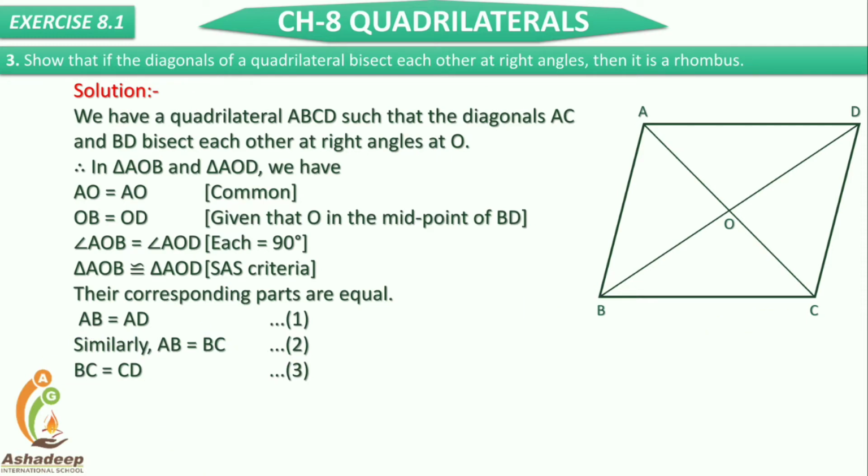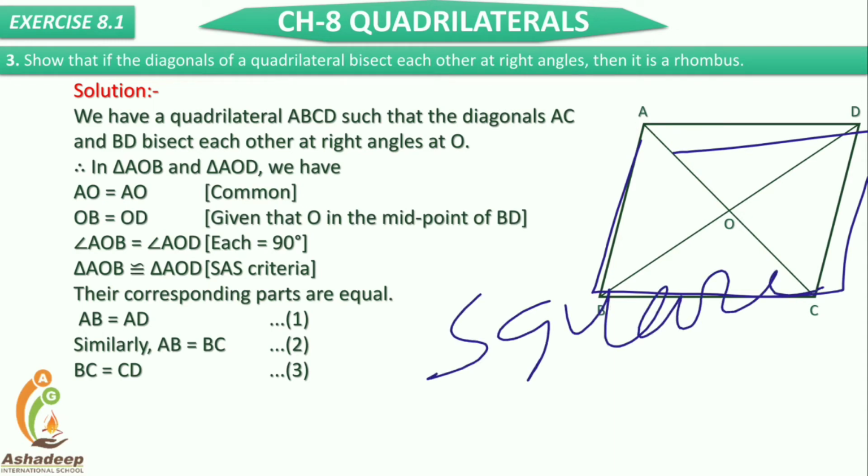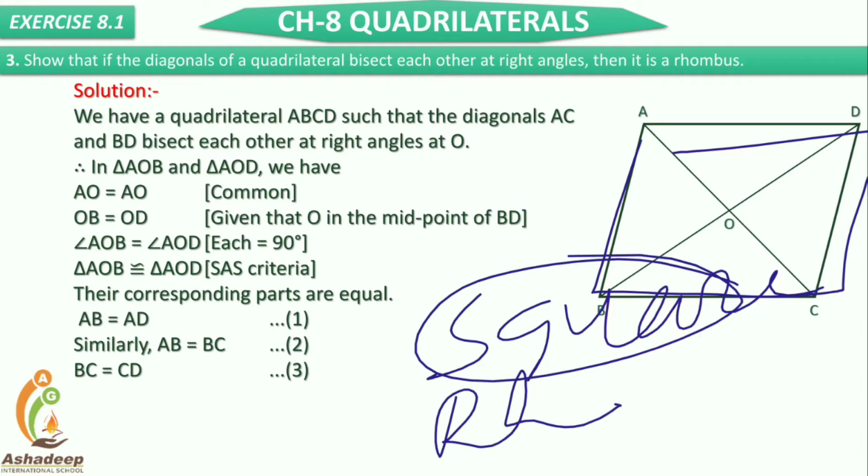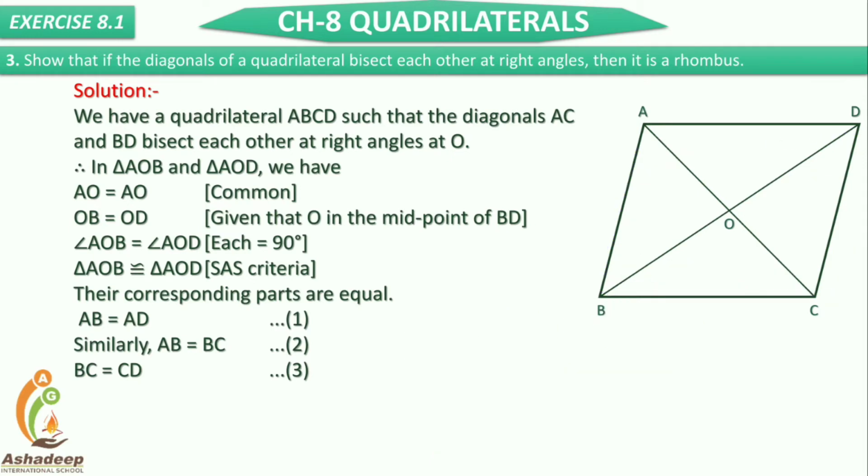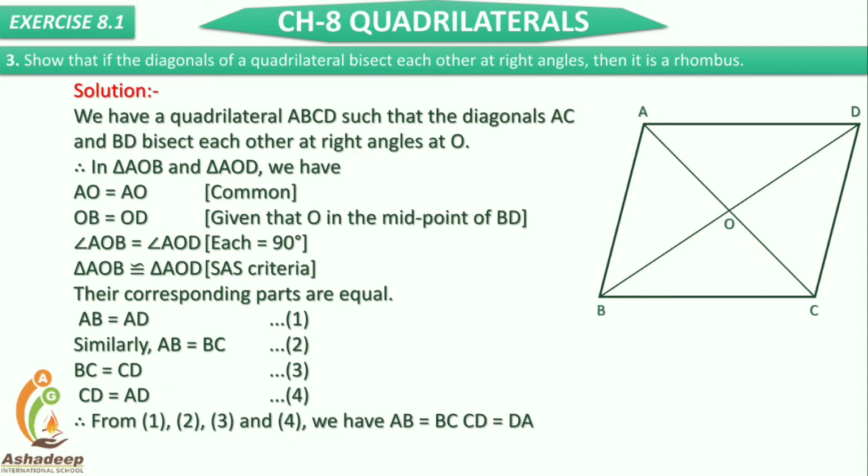In any quadrilateral, if each and every side is equal, we have two possibilities: one is a square and another is a rhombus. But for being a square, each and every angle must be 90 degrees, and that is not the case here. So that is why we can say it is a rhombus, not a square. So from equations 1, 2, 3, 4, 5, AB is equal to BC is equal to CD is equal to AD. If each and every side is equal, it is a rhombus. So we can say that quadrilateral ABCD is a rhombus.